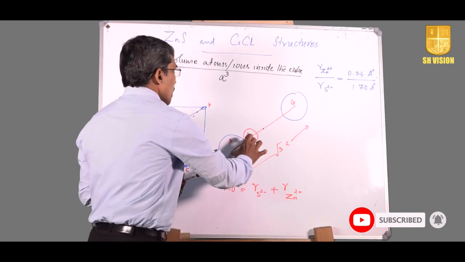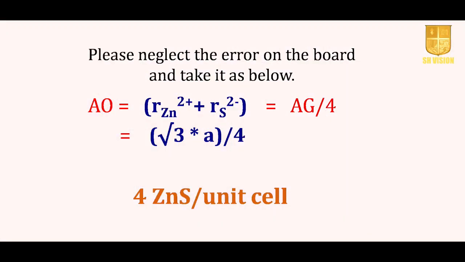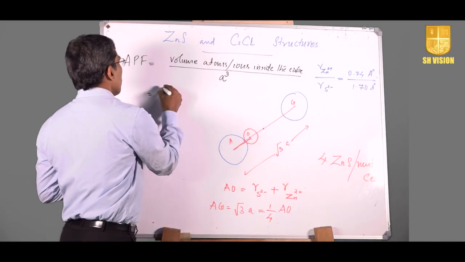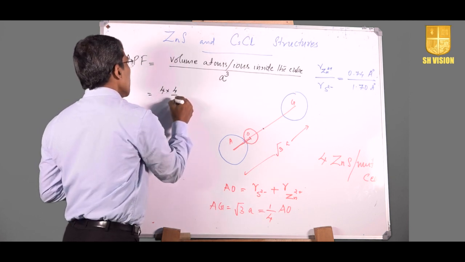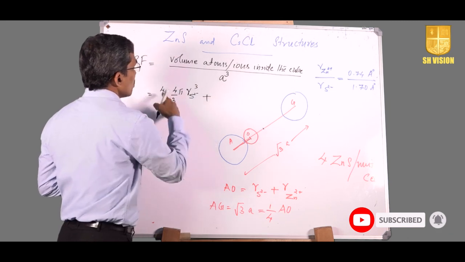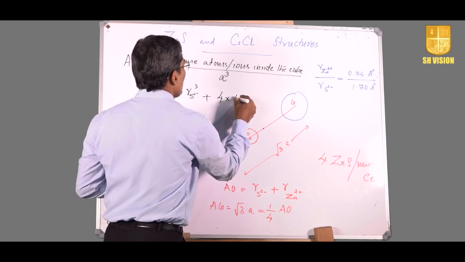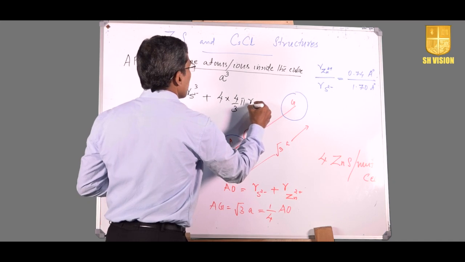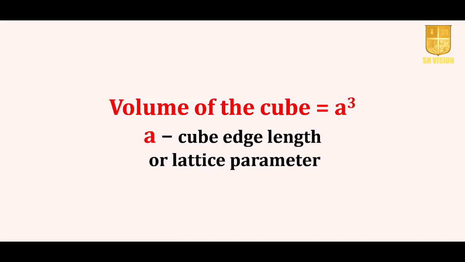But AO is 1/4 of AG, and there are 4 zinc sulfide per unit cell. Therefore, we can use this data to calculate atomic packing factor or packing efficiency. So this is equal to 4 into the volume of zinc sulfide, that is 4 into 4/3 pi radius of sulfide ion cube plus 4 into 4/3 pi radius of zinc cube, divided by A cube. What is A?